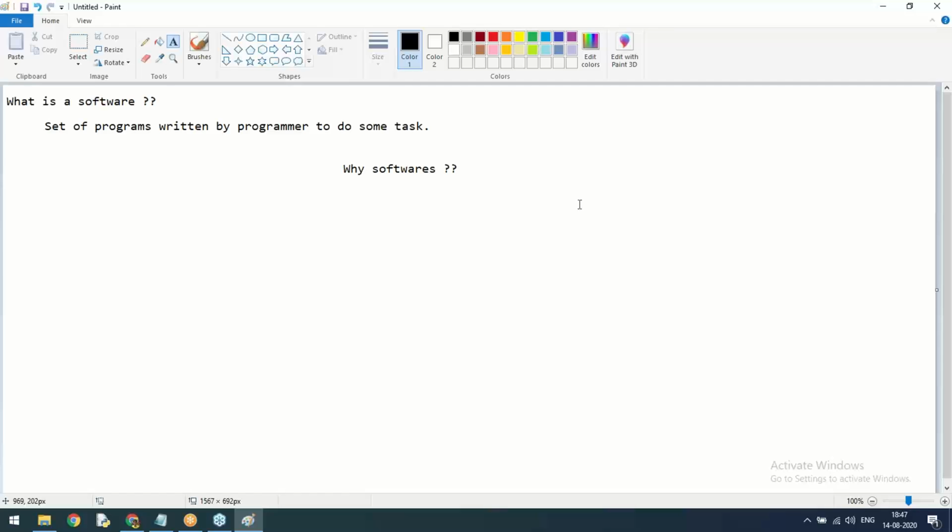Now, can you guys tell me, what is the benefit of a software? What is the use of a software? Calculator, we all know that it is a software. I can perform an operation without a calculator also, right? 2 plus 2, 4. The same thing I will get in the calculator also. What is the use of a calculator, because I'm getting the answer without using a calculator?